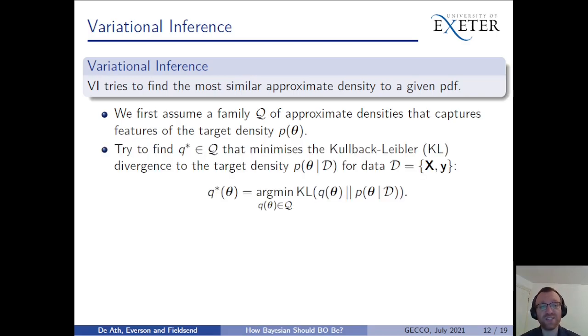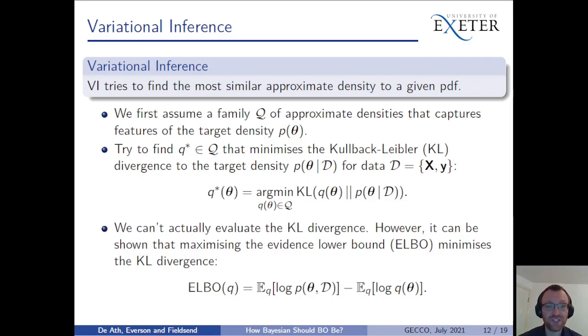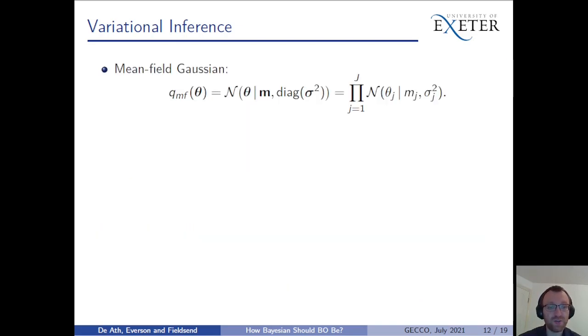It then tries to find the distribution Q star that minimizes the KL divergence to the target density. Unfortunately, this calculation is intractable, but thankfully, instead we can maximize the ELBO. It is shown that this minimizes the KL divergence. In this work, we'll be focusing on two of the most popular approximations, the mean field and full rank approximation. In the mean field case, we model each hyperparameter with an independent Gaussian. In the full rank case, we also include interactions between hyperparameters. To ensure the covariance of this Gaussian is always positive semi-definite, it is parameterized in terms of its Cholesky decomposition.